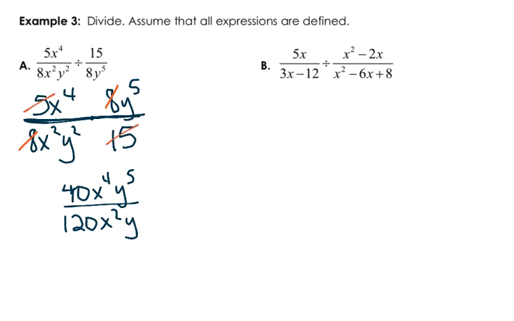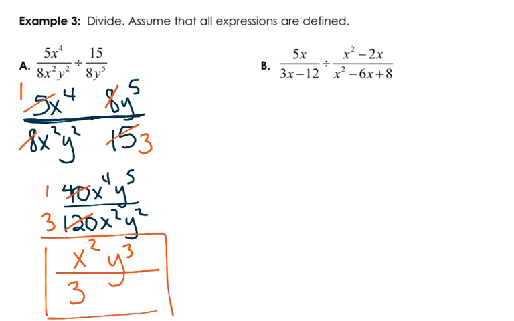So 5 over 15 becomes 1 over 3. Look, 40 over 120 becomes 1 over 3. So it doesn't matter which way you do that. So my answer is 1/3. I've got 2 extra x's in the numerator, so x squared, and I've got 4 extra y's in the denominator. No, I don't. That's a y squared. Sorry. 5 minus 2 is 3. So my answer is x squared y cubed over 3. Notice I didn't write that 1 because I didn't need it.